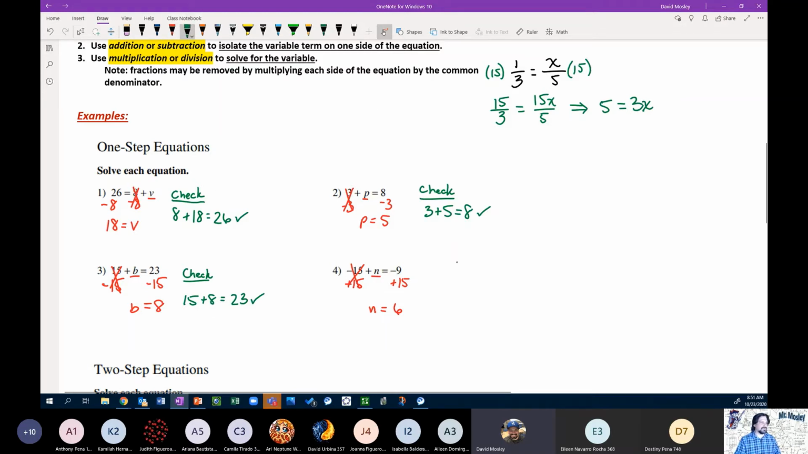And again, we'll check our work. We have negative 15 plus 6 equals negative 9. Excellent. So again, we've only had to use step 2 within our steps for our one-step equations. And these are ones that literally involve one thing to do to get to your solution. You have addition or subtraction in this case. Anyone have any questions about these examples?